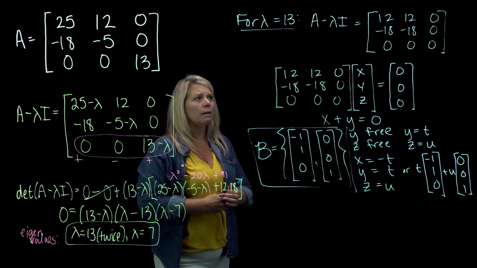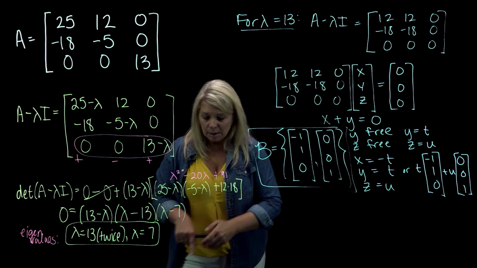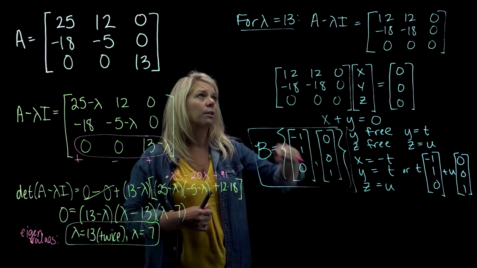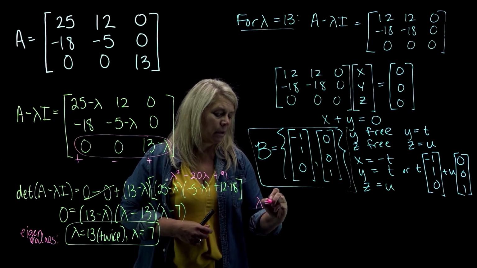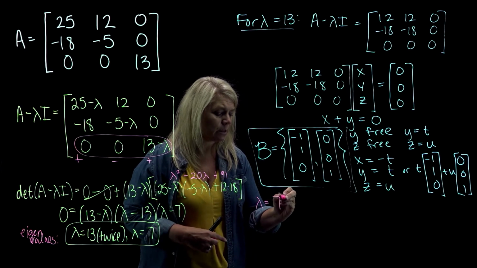All right, I still have one more to do, so I'm not going to write out as much work for that second one. I'm just going to write down our vector and what we get from the system. But the basic idea is still the same for the second one. These are the eigenvectors associated with lambda equals 13. And then I also have some eigenvectors that I need to think about that are going to be associated with lambda equals 7.